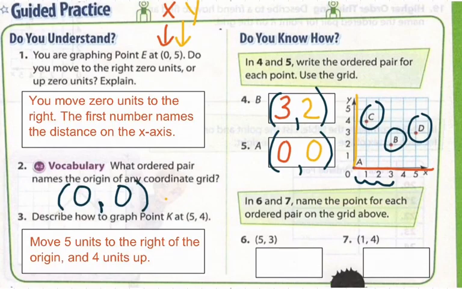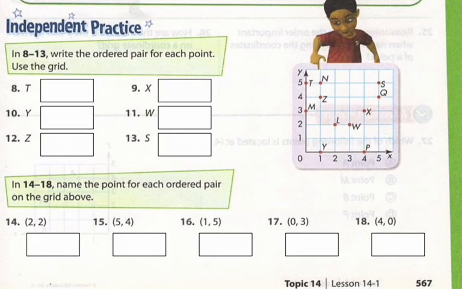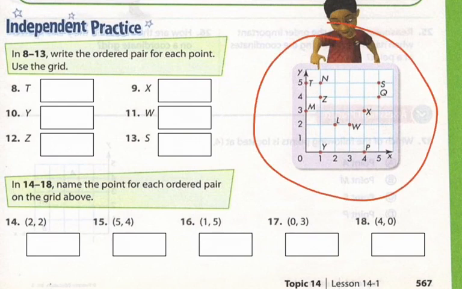So I'm going to show you what you're going to be working on. At the bottom of that page, still on page 567, you're going to continue on and you're going to use this graph for all of these problems 8 through 18, okay? For 8 through 13, you are writing the ordered pair, okay? So you want to make sure that you're writing 2 numbers. That's for all of 8 through 13, okay? And you're going to find the number and you're going to write what its pair is.